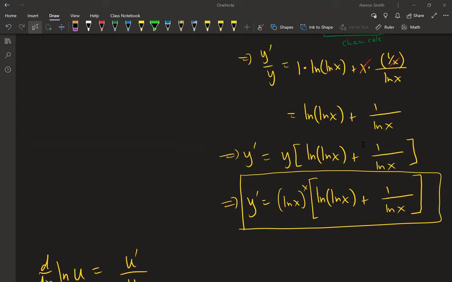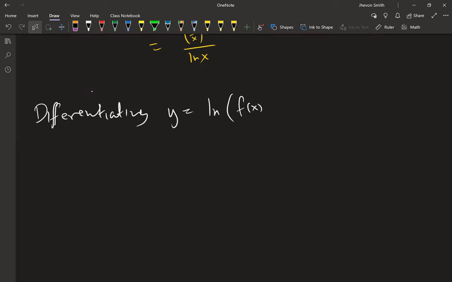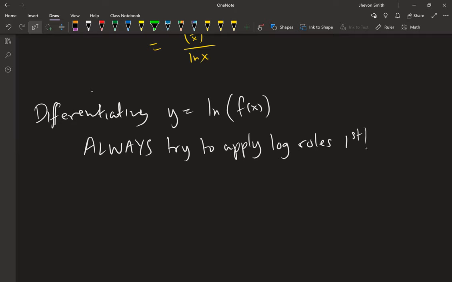Other questions? What would be the best way to differentiate something if you had some function divided by another function and that's all within an ln? Would you use log rules? Log rules first, yes. So if you're differentiating, and this is just a general rule, say y equals ln of some function, then I would say always try to apply the log rules first. It can make it so much nicer.